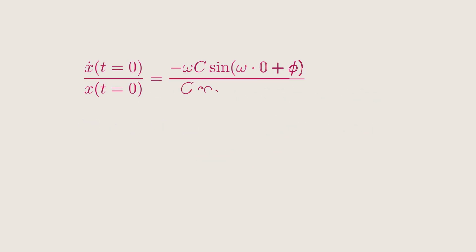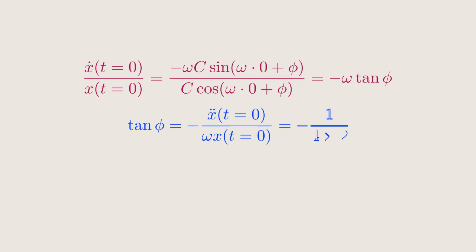To compute phi, first we divide the initial velocity by the initial position. After obtaining the value of tangent phi, we can calculate phi from the inverse tangent. Next, we will calculate the amplitude c.